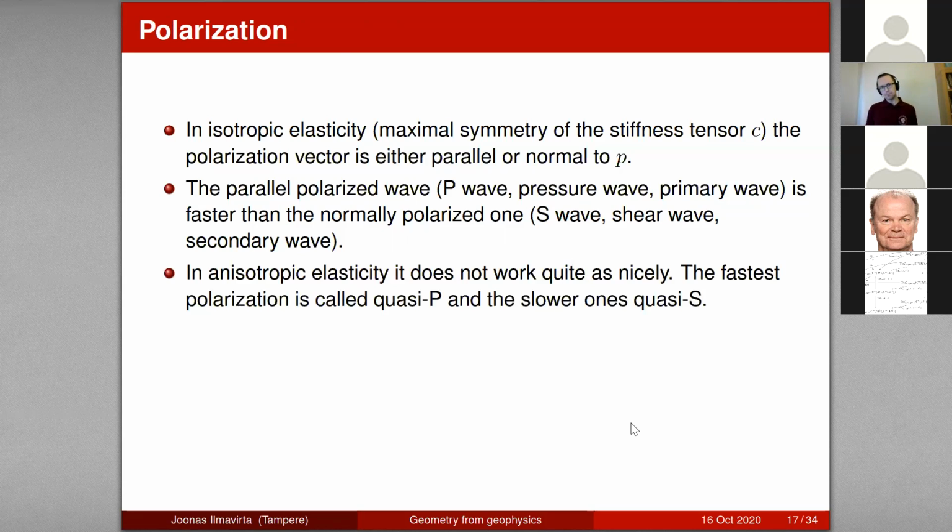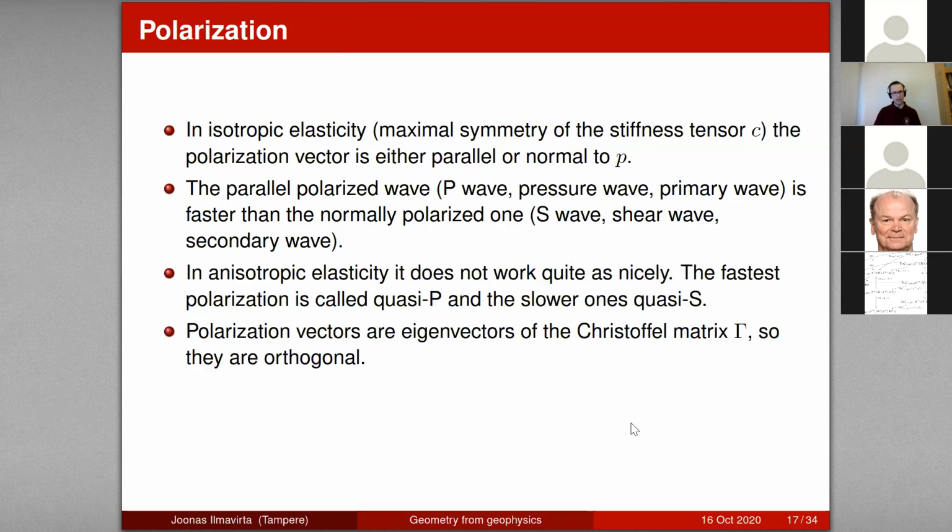Okay, so in anisotropic elasticity, so when you lose your symmetries, it does not work quite as nicely anymore, unfortunately. So the fastest polarization is then called quasi-P, and the slower ones are called quasi-S. So just the way things are called, it doesn't have a deeper meaning. But now the polarization vectors are eigenvectors of the Christoffel matrix. So they are in fact orthogonal. So the condition we had on this polarization was essentially an eigenvalue equation, written maybe in a funny form, but it's still of that nature.